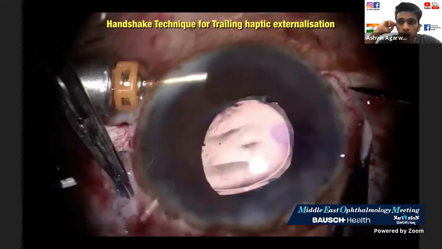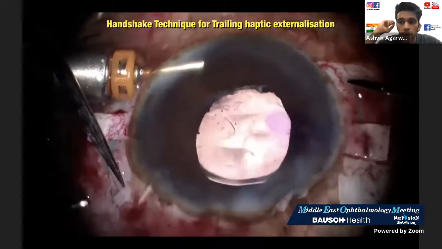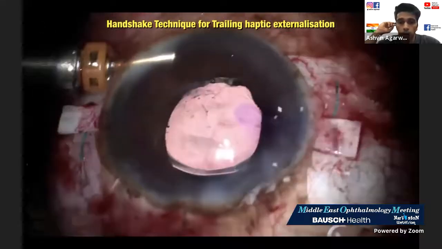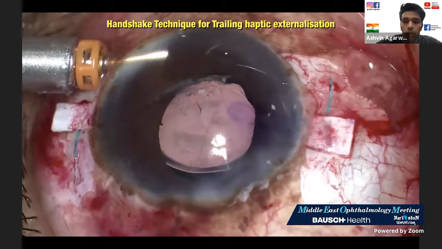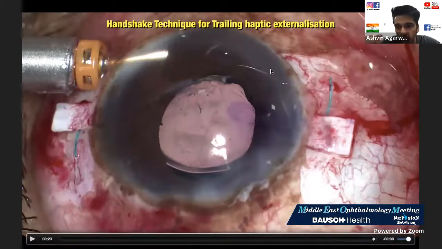Very important. If you grab anywhere in the middle of the flange, it will break. Now, this is a point very important for everybody to see. See the amount of haptic I have externalized because I went 0.75. What Dr. Safwan and Dr. Mohammed were saying earlier is the point here. If I went 1 millimeter, 1.5, 2 millimeters behind, my haptic would probably be even less than half of what is externalized right now.